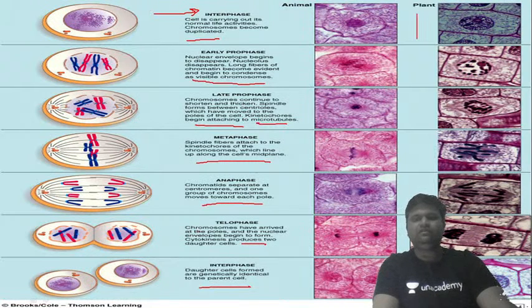This one is the metaphase. As you can see, the chromosomes lie at the equatorial plane. This one is the anaphase, where the V-shaped chromosomes are seen. Then there is the telophase, where the chromosomes have arrived at the poles and the nuclear envelope begins to form, and cytokinesis produces two daughter cells. So this is how cell division takes place.